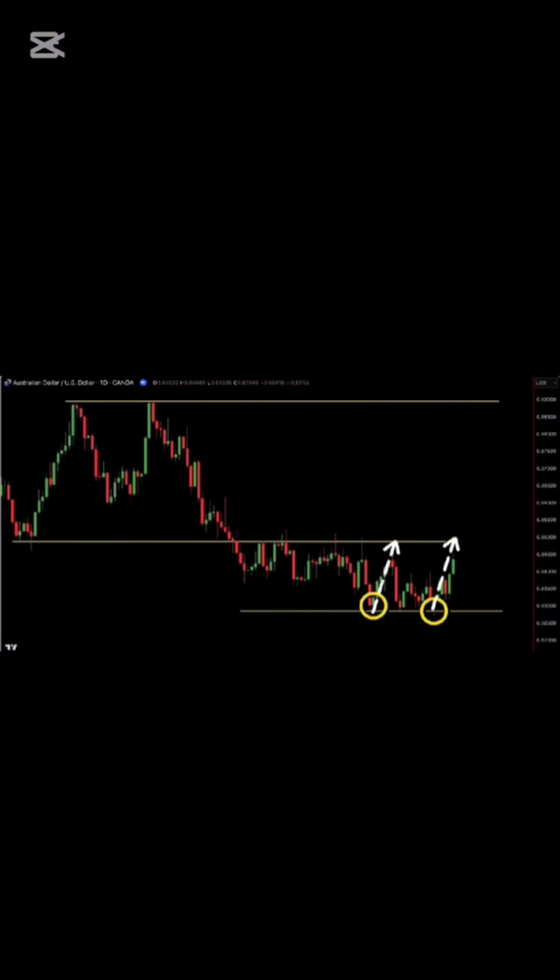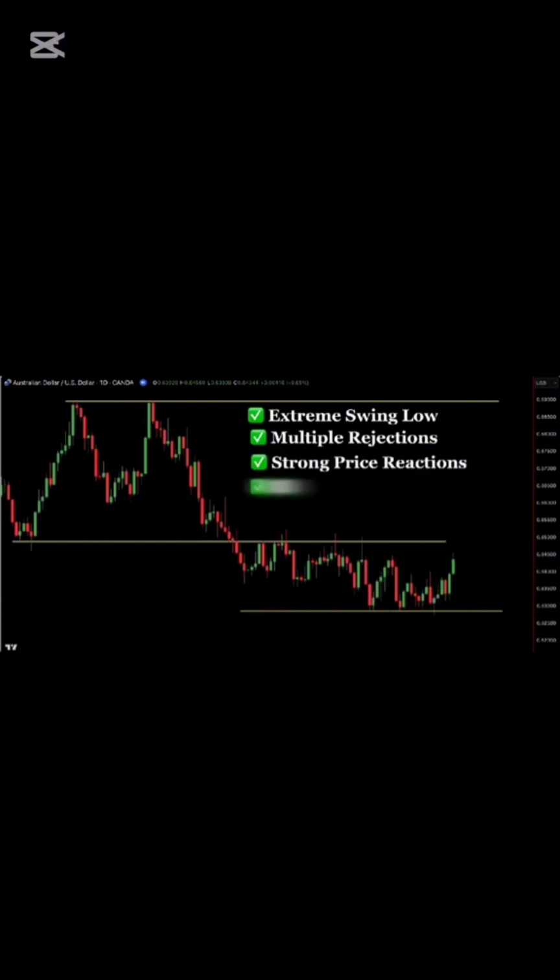Let's mark it and analyze why it matters. Extreme swing low. This is the lowest point price has reached in recent time, making it a significant support level. Multiple rejections. Price tested this level twice, confirming that buyers stepped in each time to push price back up. Strong price reactions. Each time price touched this level, it reversed significantly, showing a clear rejection, clearly visible.